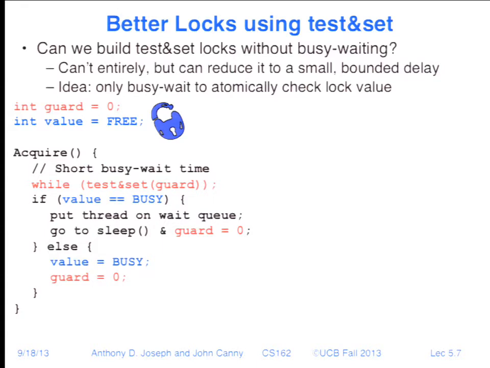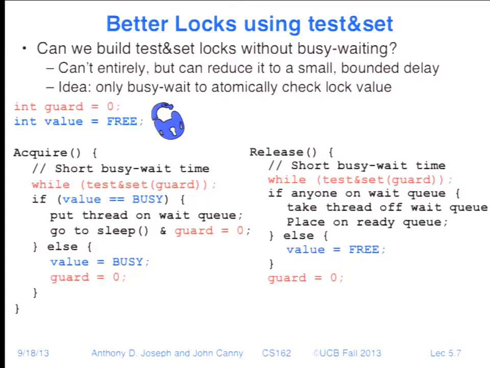So hopefully that's clear enough why we do it this way. Release, we have to do the opposite operation, which is basically all we have to do is set value to free, but we also have to check the waiting queue of threads before we do that. So if there is a thread that's ready to run, we take it off the wait queue, put it on the ready queue.